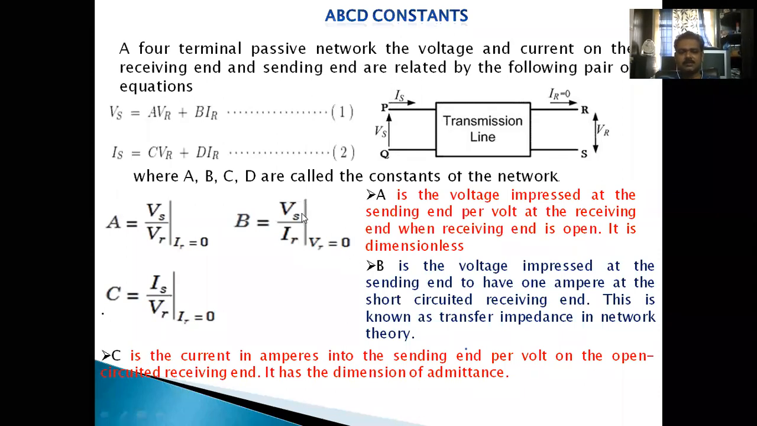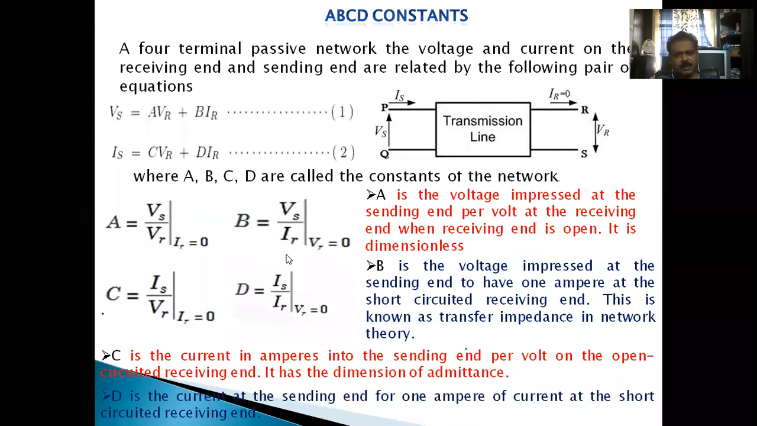So impedance dimensions, the units for this are ohms. This is also called the transfer impedance, V2 by I1 or I1 by V2. That is termed as transfer, so here it is called the transfer impedance.